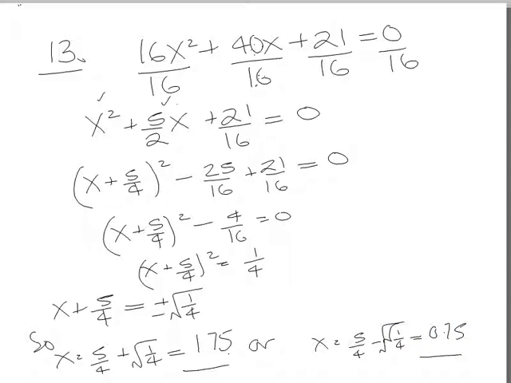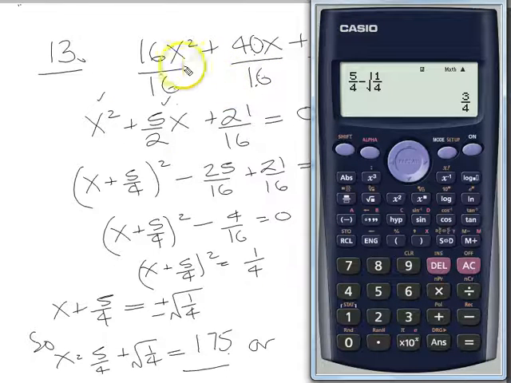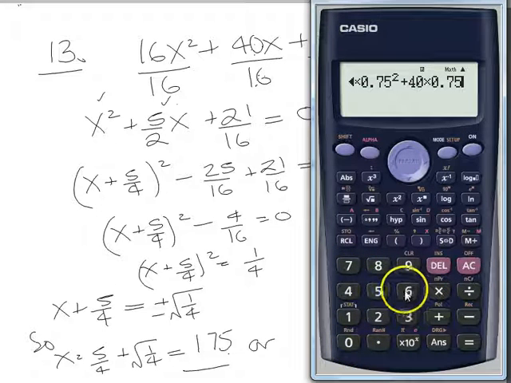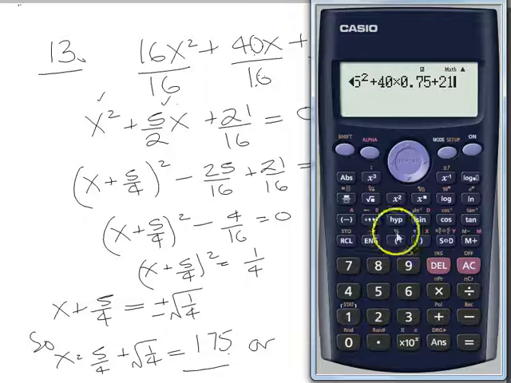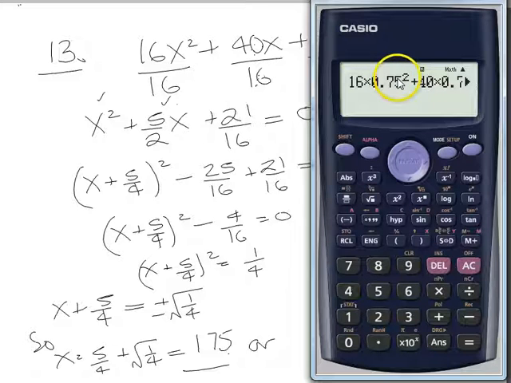So let's put the 0.75 in the calculator to check everything's alright, into the expression we started with at the top: 16x squared, plus 40x plus 21. So we've got 16 times 0.75 squared, plus 40 times 0.75, and then plus the 21. Let's just check we've entered everything correctly. 16 times 0.75 squared, that's fine, plus 40 times 0.75 plus 21, that should be fine.